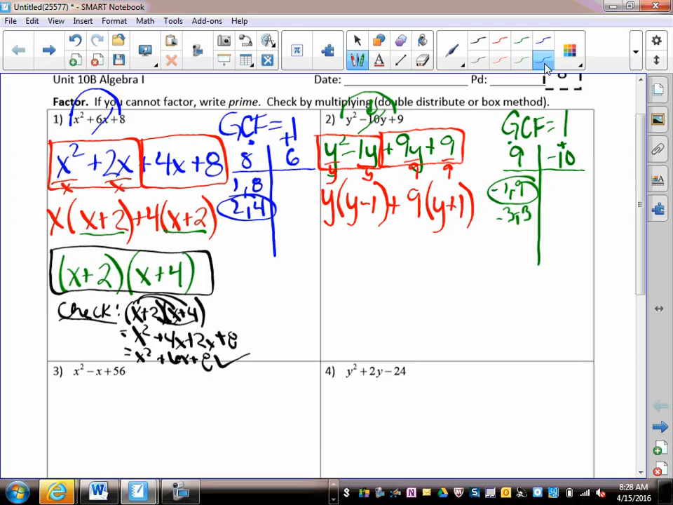Anybody see where my mistake was? Drew? Right, it has to be a negative 9. See how checking that helps me to catch my mistake? That should have been a negative 9, right? Because negative 1 plus negative 9 gives me negative 10y. If I had negative 1 and positive 9, that would have given me that.